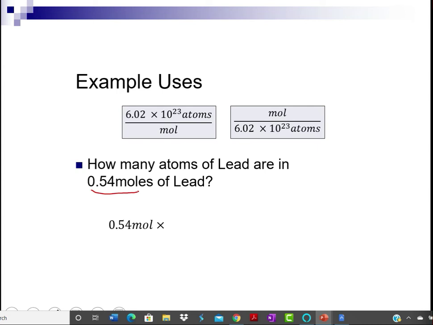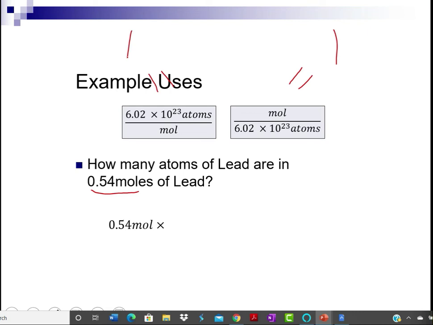What do we have? A conversion factor. Each of these equals 1 because the top and the bottom are the same amount. 6.02 times 10 to the 23rd atoms is equal to a mole. So each one of these is 1. All we're going to do is take our number of moles and multiply it times 1, but we're going to change the units. We're going to change from moles to atoms.